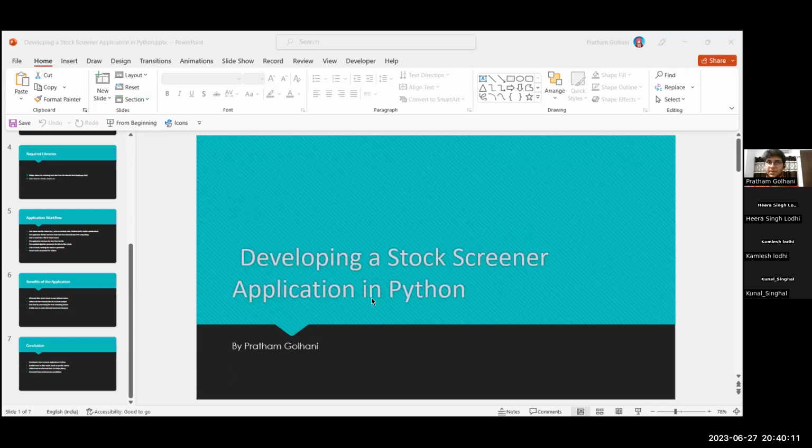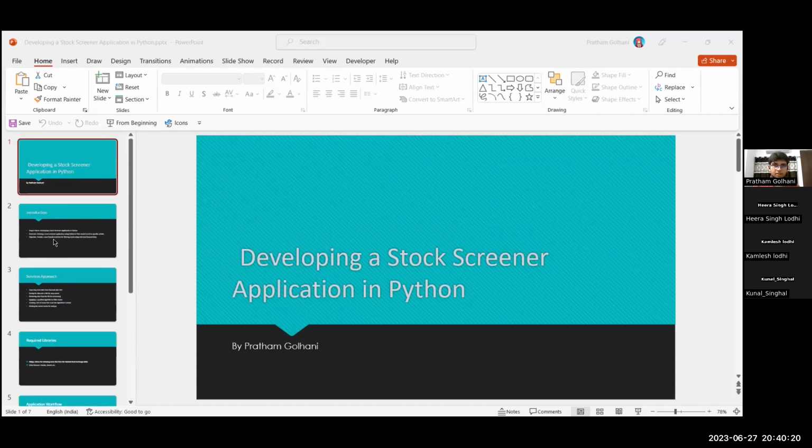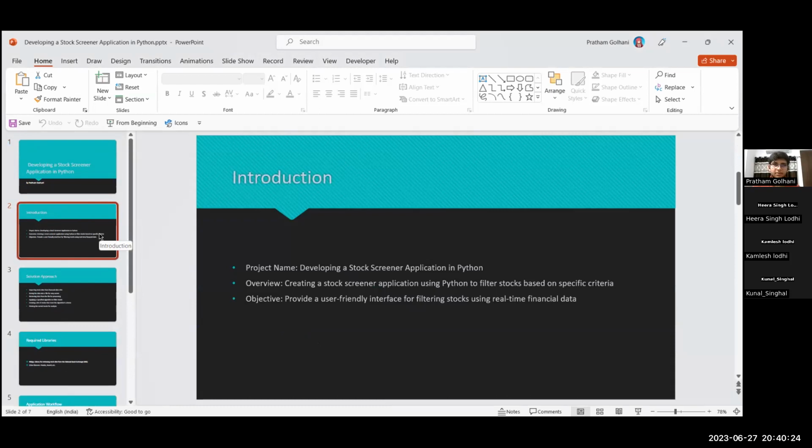Hello, everyone. My name is Pratham Golhani, and today I would like to present you my project on developing a stock screening application using Python. So, introduction. In this project, the main objective is to create a stock screening application that allows users to filter stocks based on specific criteria. The application will be developed using Python programming language.